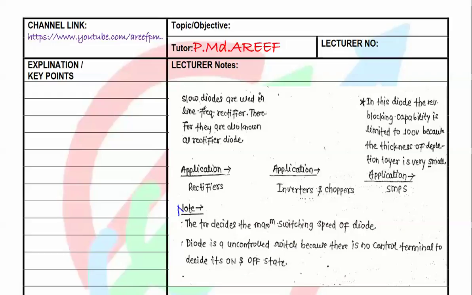Next, in general purpose diodes, the slow diodes are used in line frequency rectifiers. Therefore, they are also known as rectifier diodes. Rectifier diodes means slow diodes. Applications are in rectifiers here. And fast recovery diodes are used in inverters and choppers. Why? Because there we are going to use forced commutation. We force the turn on and turn off of the switches, so we require fast switching operations here.